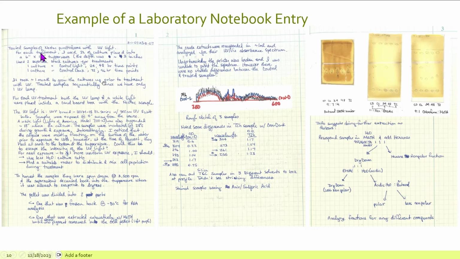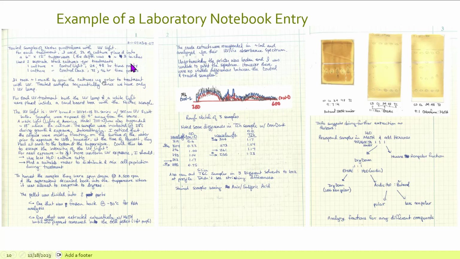What do they say next? "For each treatment, I used 2 liters of culture placed into a 6-inch by 12-inch Tupperware. The depth was about 3 inches, and I used 2 separate stock cultures for treatments. The first culture was control light, 24, 48-hour time points. And one culture was the control dark with 72 and 96-hour time points."